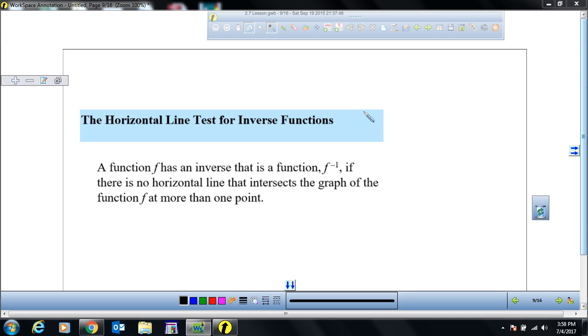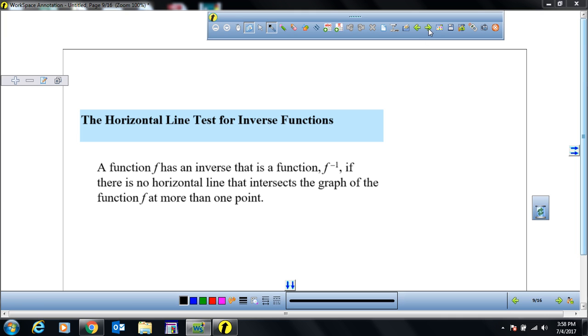If I do a horizontal line on the function and any horizontal line intersects the graph more than once, that automatically tells us that that specific graph, or that equation that creates that graph, does not represent a function that has an inverse function. So we would say that that function does not have an inverse. So we do the horizontal line test to test it.